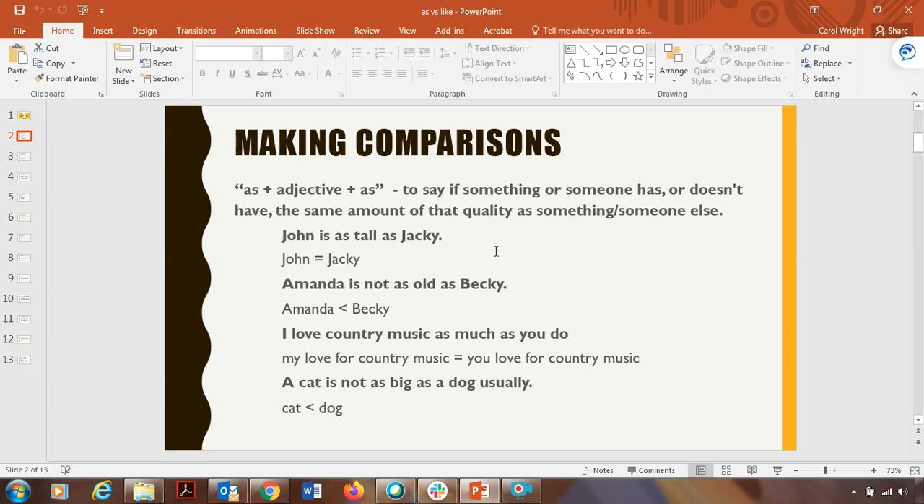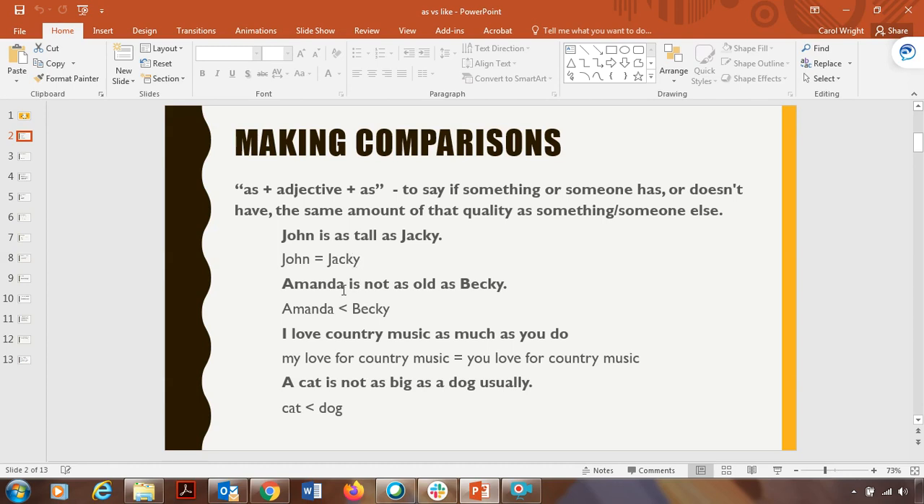If I say John is as tall as Jackie, so here I'm using the as plus the adjective tall and as Jackie. I'm saying John and Jackie are the same in their height. Okay? So I'm comparing John and Jackie's height, and I'm saying that they have the same height. John is as tall as Jackie, which you can also say Jackie is as tall as John.